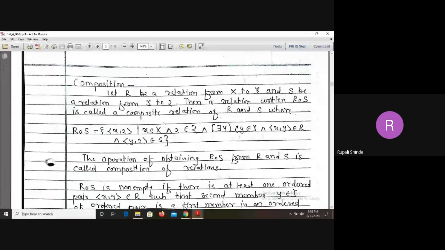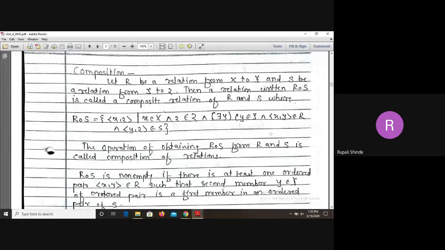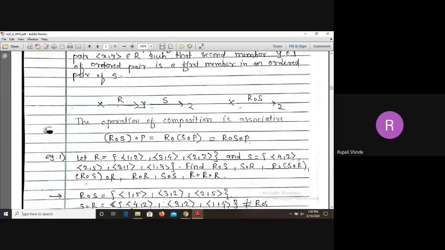Okay. So suppose here that is given R is a relation from X to Y and S is a relation from Y to Z. Then composite relation R composition S, that will be from X to Z. That's why X to Z, that will be a composite relation between R and S. Then how to find composition is given. Suppose consider first example, R and S are given, okay, and we have to find R composition S.